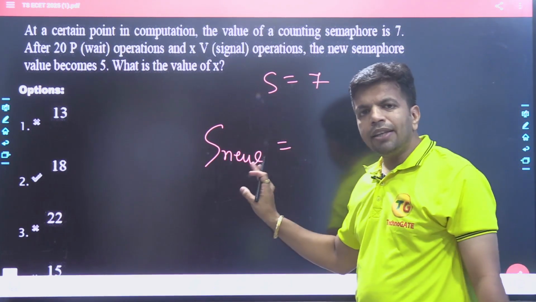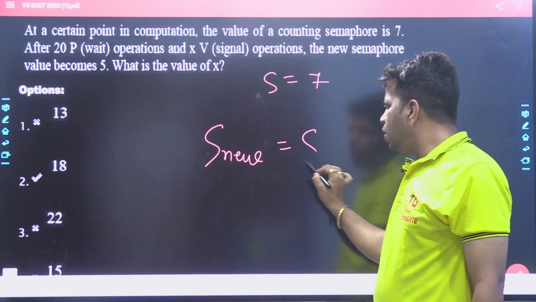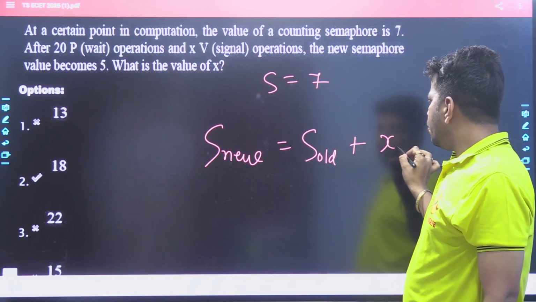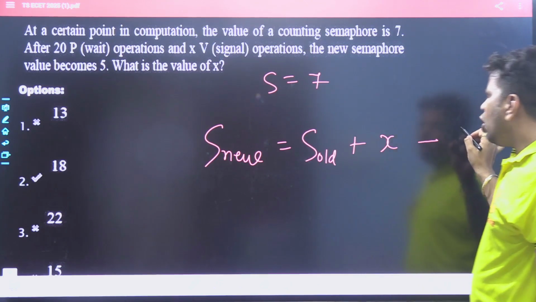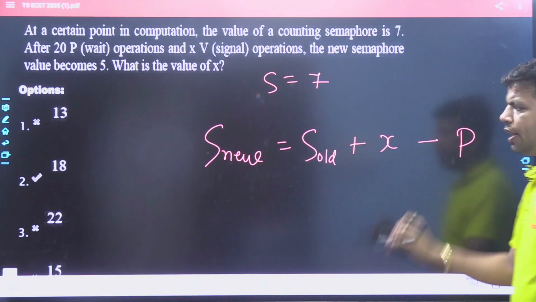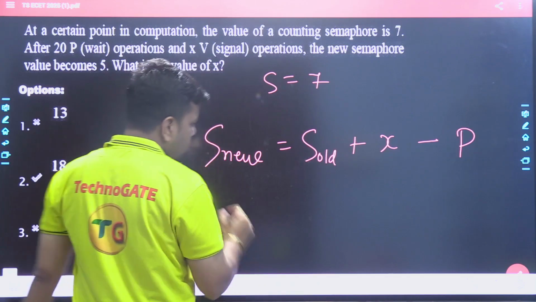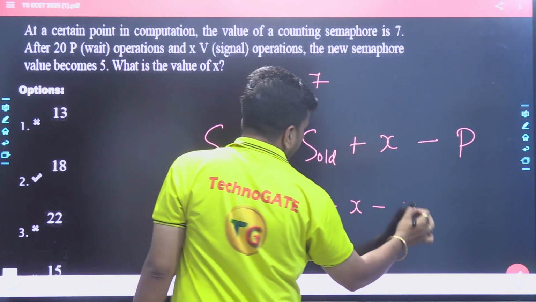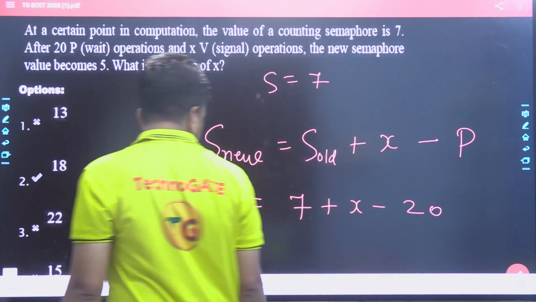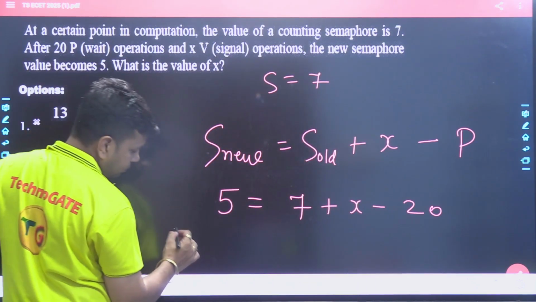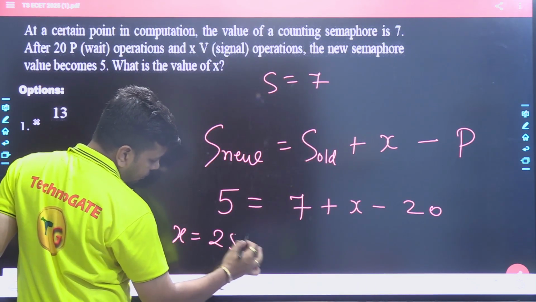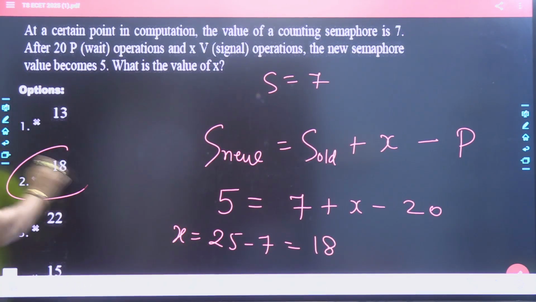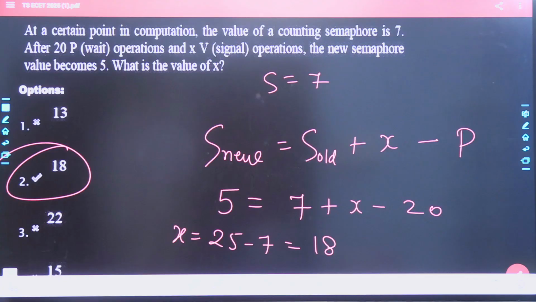To find the new semaphore value, to the old semaphore value you add the number of signal operations you perform, and subtract the number of wait operations you perform. So new is 5, old is 7, and the value of P is 20. So 18 is your answer on solving this equation.